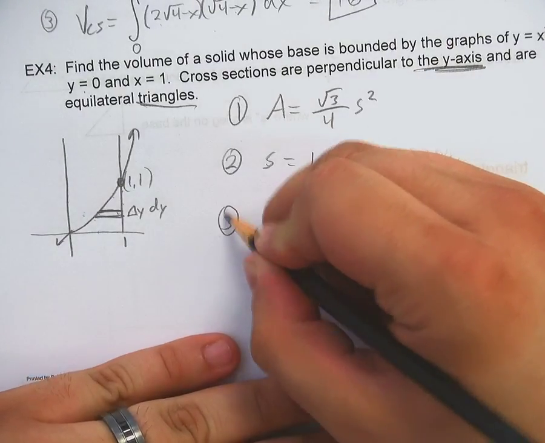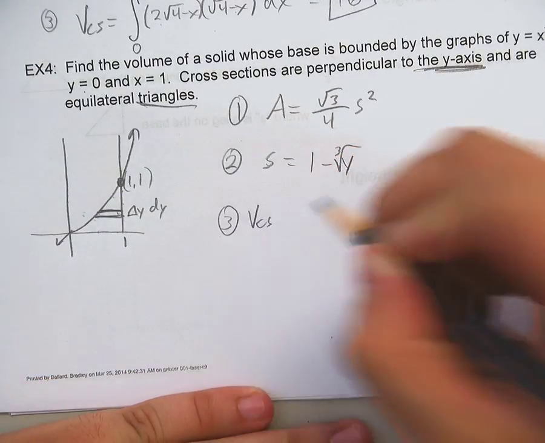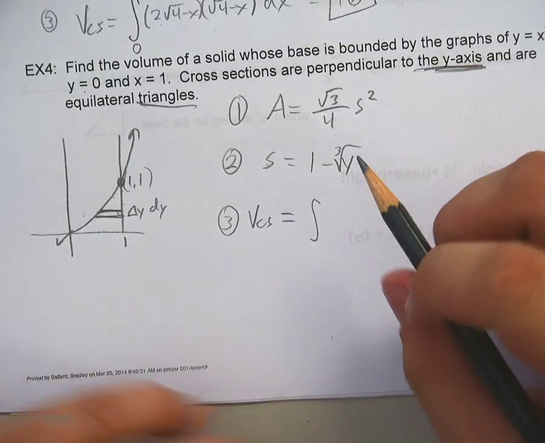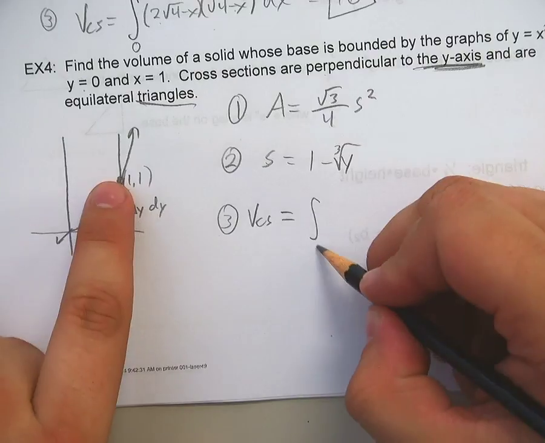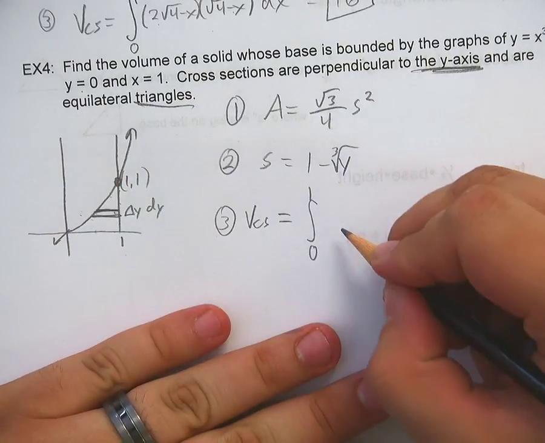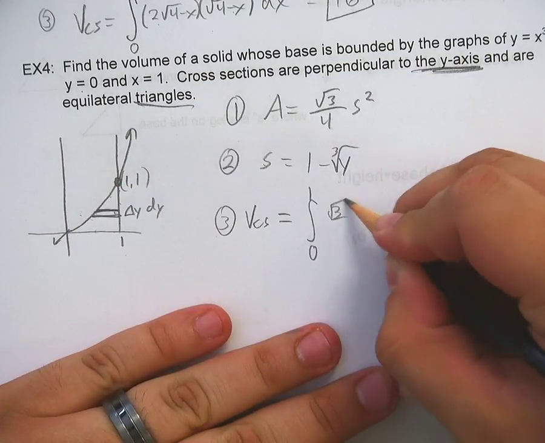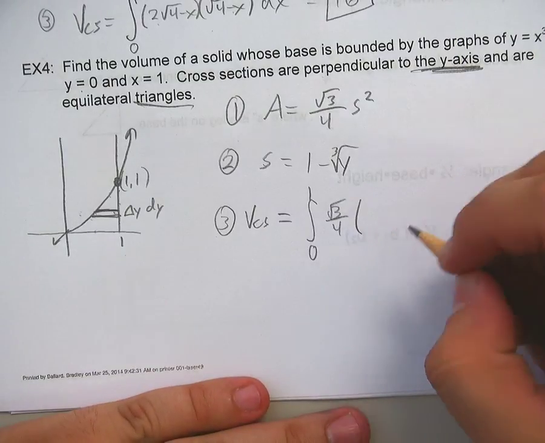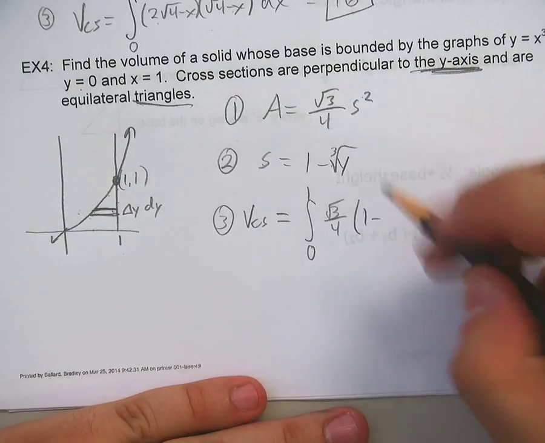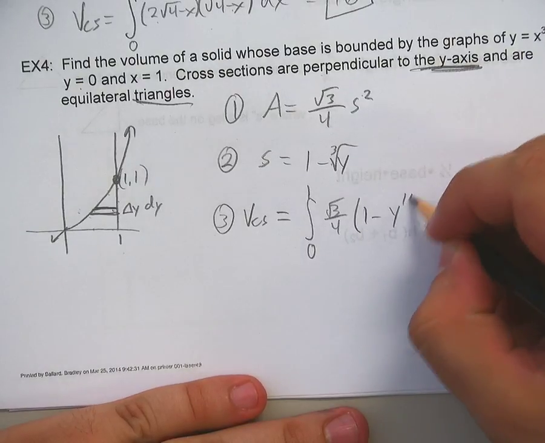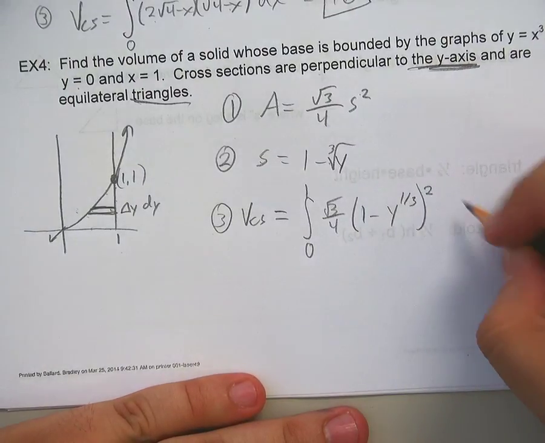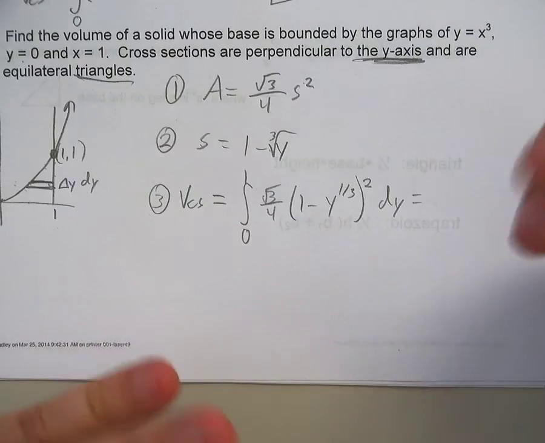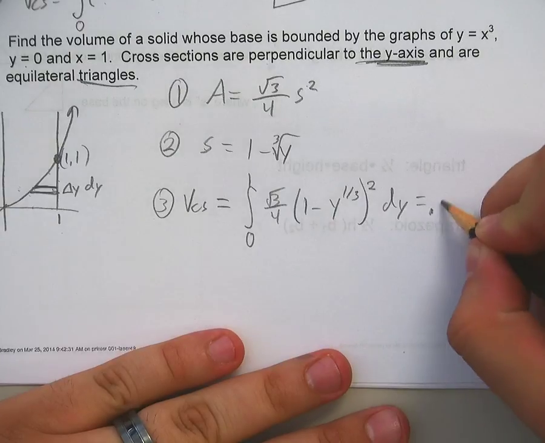So number 3, volume of a cross section is the integral. We're using y values here, so from 0 to 1 of square root of 3 over 4 times s squared, 1 minus, let's go ahead and do y to the 1/3 squared dy. Just so you're able to type that into the calculator a little bit easier.